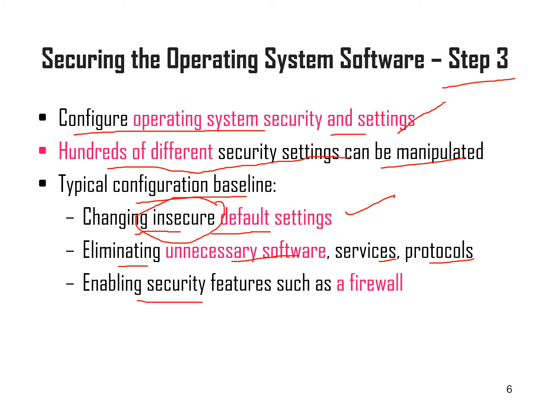Enabling the security features, such as a firewall. The firewall has to be enabled in each and every system. That is actually mandatory. And we have to enable the real-time protection of Windows Defender also, right? If you have installed Microsoft Windows 10, then Windows Defender should be enabled. For any version of operating system, the firewall is a common thing. So we have to enable these security features such as firewalls.